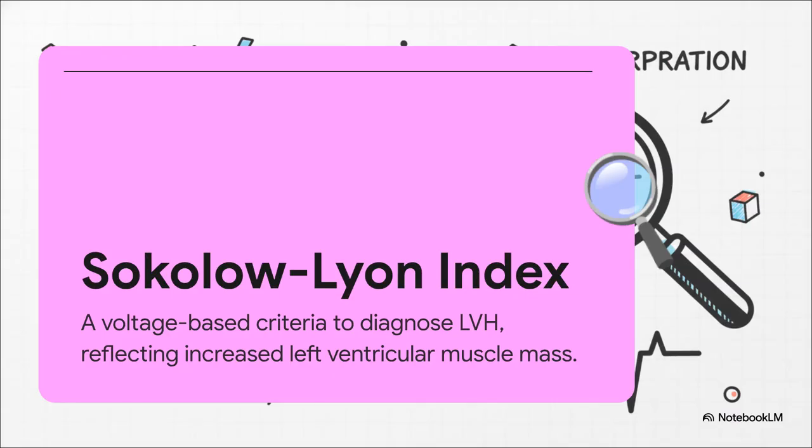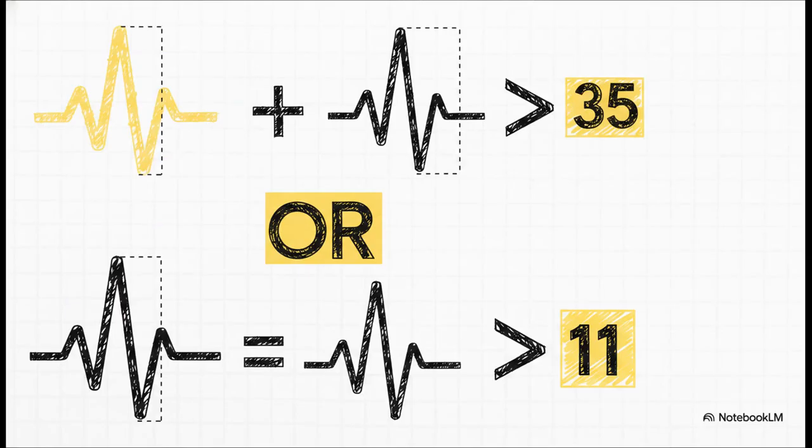Okay, so the main tool we use to diagnose LVH on an ECG is the Sokolow-Lyon index. It's basically a set of voltage criteria that directly reflects the bigger electrical signal you get from an enlarged, thickened left ventricular muscle. More muscle means more voltage. It's that simple.